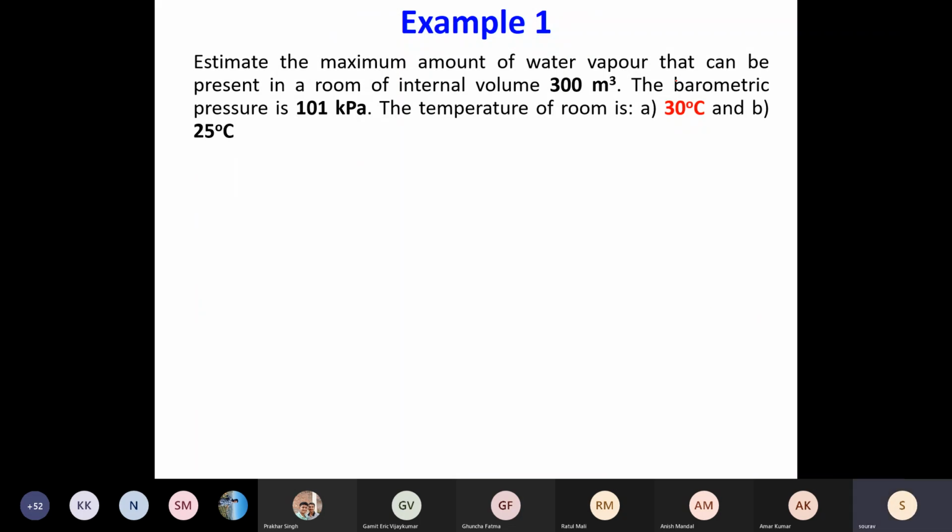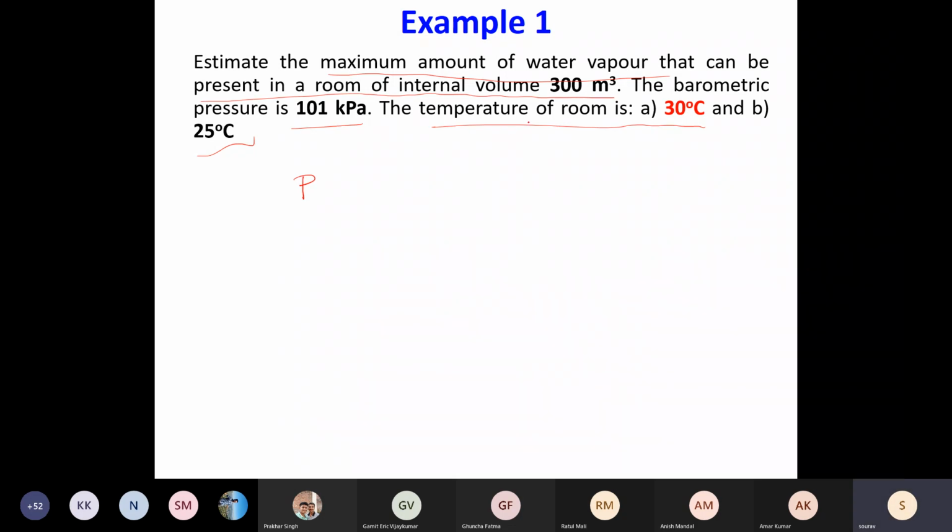This is a very simple example. Estimate the maximum amount of water vapor that can be present in a room of internal volume 300 meter cube, a very big room. Barometric pressure is 101 kPa, and the temperature of the room is 30 degrees C and 25 degrees C. How will we go about solving this problem? We will assume ideal gas right now because nothing is given. So we'll assume ideal gas for air as well as water vapor. Maybe I should have given that: assume that water vapor is also an ideal gas.